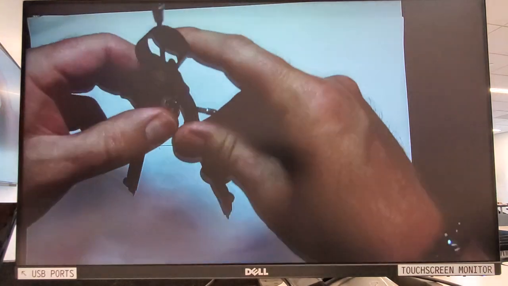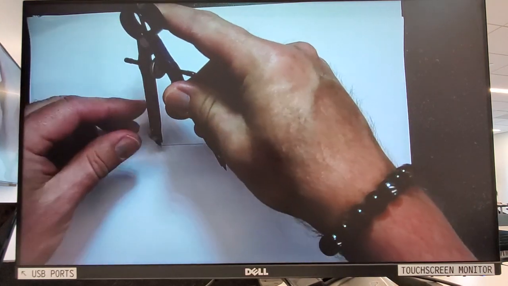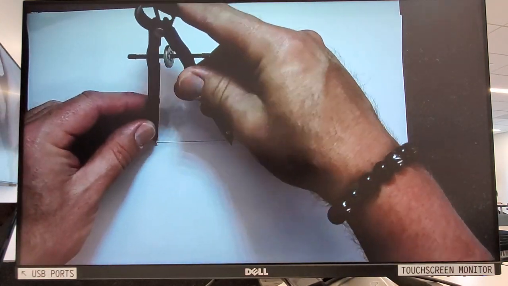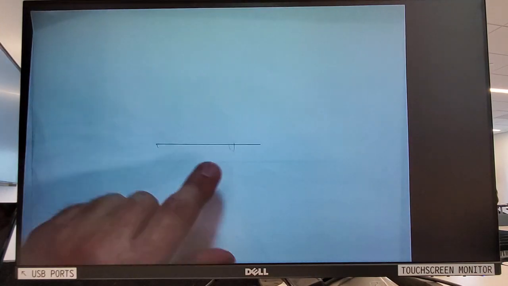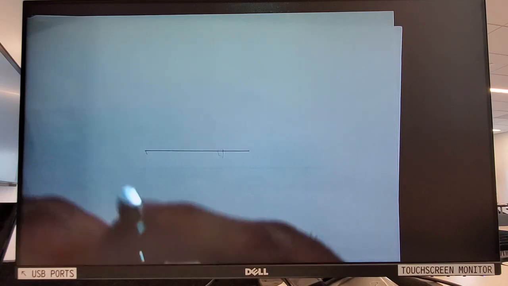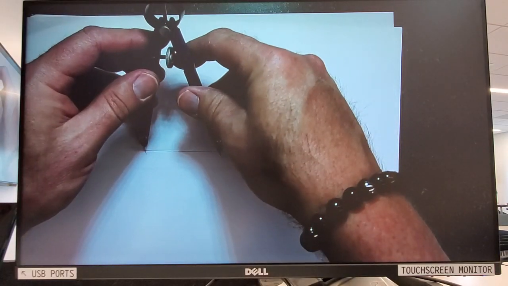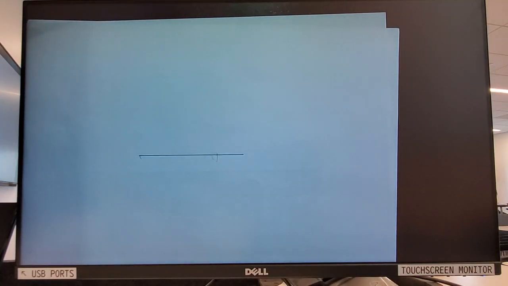Now open your compass to be more than half the length. See there? That's more than half the length of my line segment, yeah? I'm drawing all over it. It'll be okay. Is everybody with me? Not longer than the line itself necessarily, but just more than half as long. Okay. So I've got my compass opened up to a little more than half as long as the line segment.